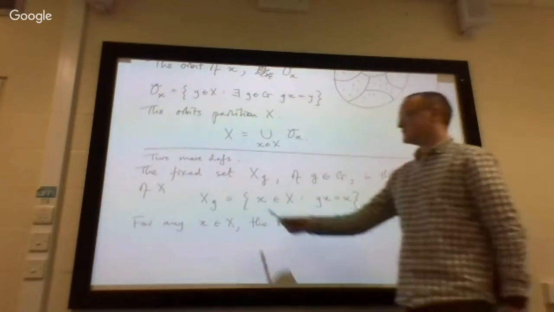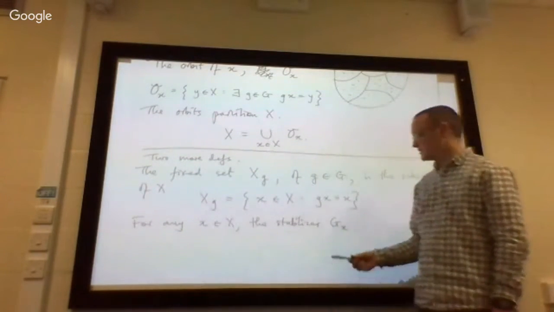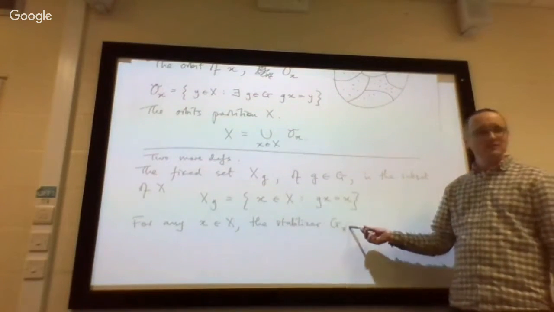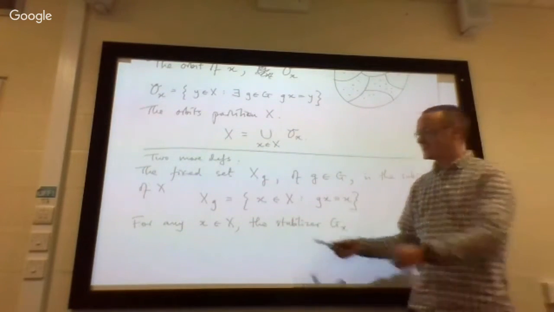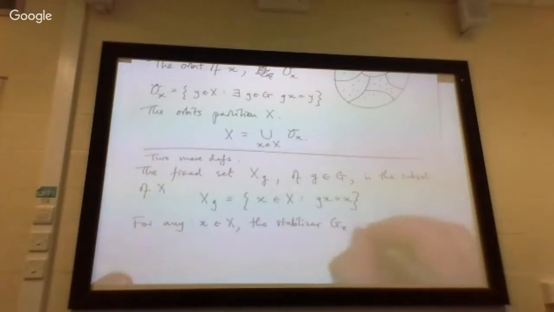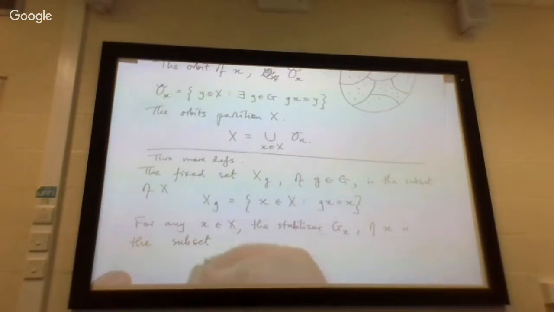So the fixed set is a subset of X, it's X sub G. The stabilizer is associated to an element little x, but it's a subset of the group, so it's G sub X. Exactly, flipping the roles around. So the stabilizer of x is, I'll just call it a subset for now, because it's a theorem or a result that it's a subgroup.